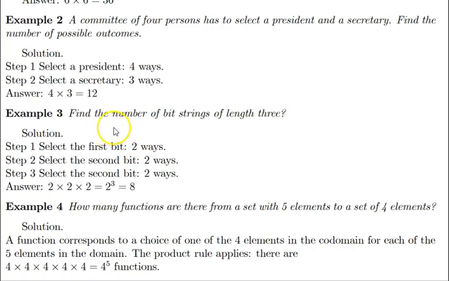Example 3. Find the number of bit strings of length 3. Solution. We do 3 steps. In step 1, select the first bit. There are 2 outcomes. In step 2, select the second bit. 2 outcomes again. Step 3, select the third bit. 2 outcomes. And altogether we have 2 cubed.